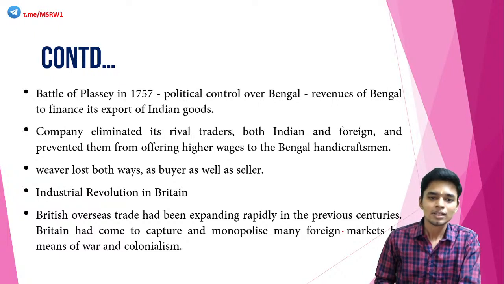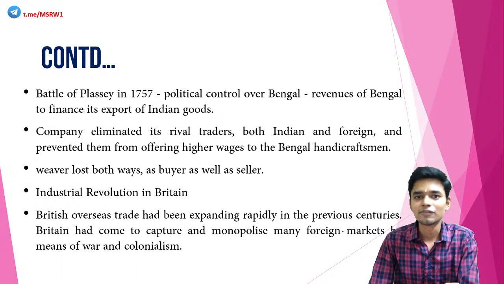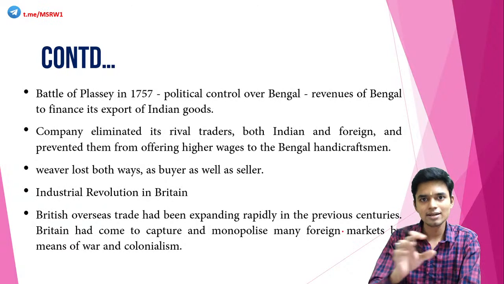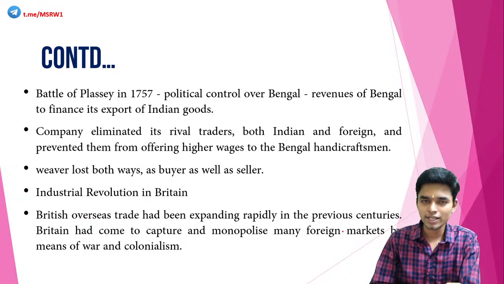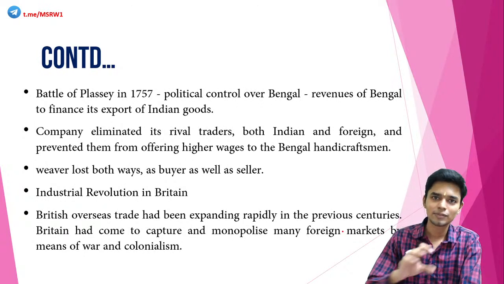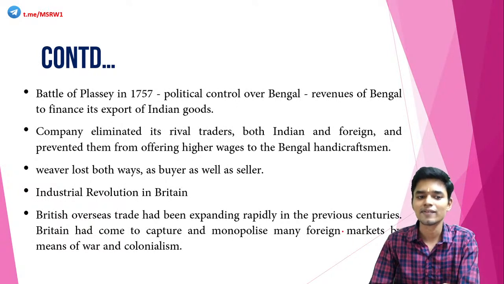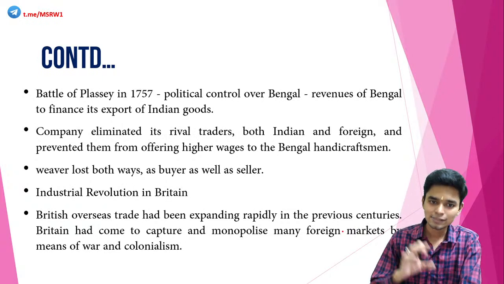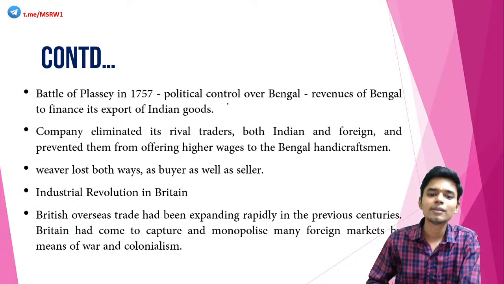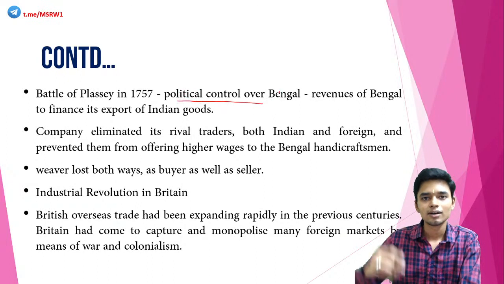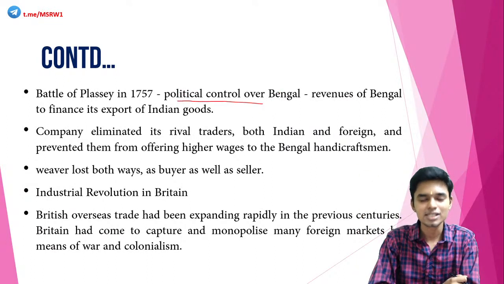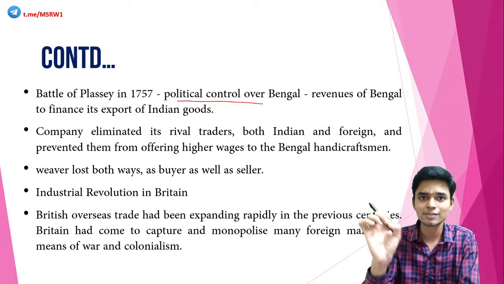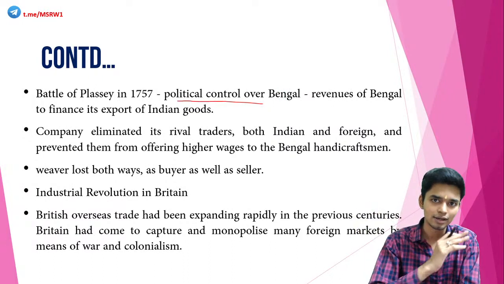Anyway, all this started back in 1757. In 1600 the company came to India, but they actually got the administrative powers all to themselves since the Battle of Plassey, which happened in 1757. This battle officially gained the political control of Bengal for Britain, I mean the East India Company. The East India Company now got the political control over one of the richest provinces in India, that is Bengal.